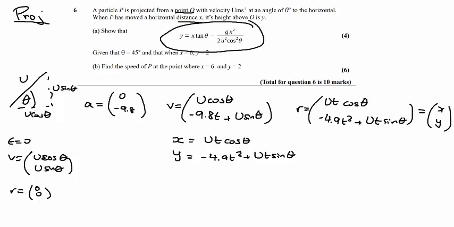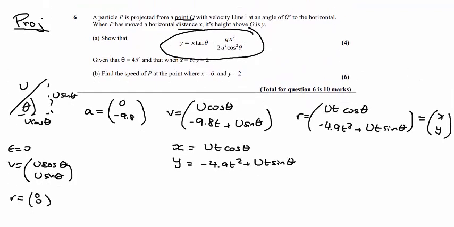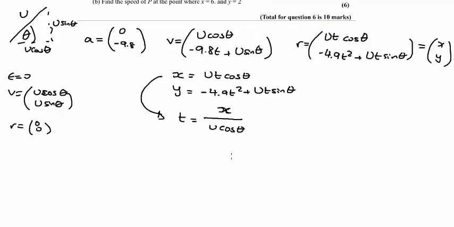It doesn't want t. So really, this is just a case of using one of them to make t the subject and sub it into the t's from the rest. Now, obviously, the easiest place to get t is going to be here. So if I rearrange it, I get x over u cos theta. And now let's sub it into the bottom one.